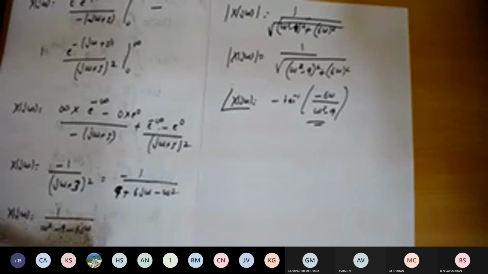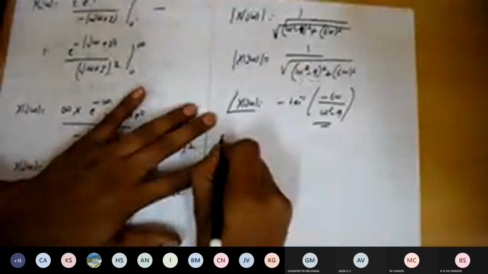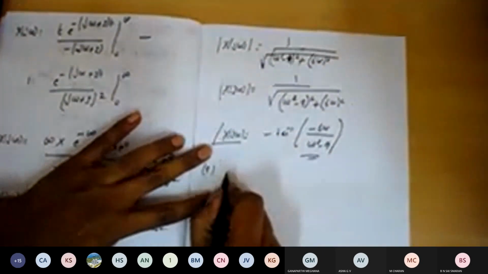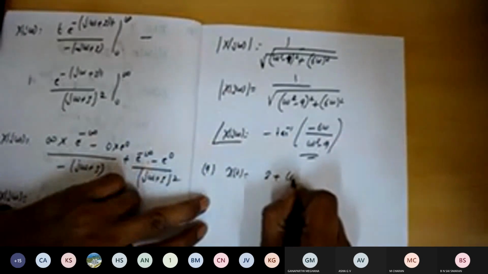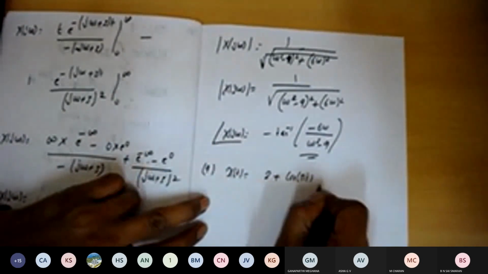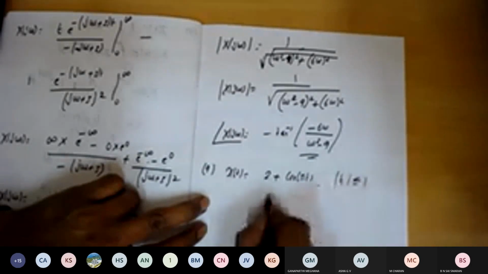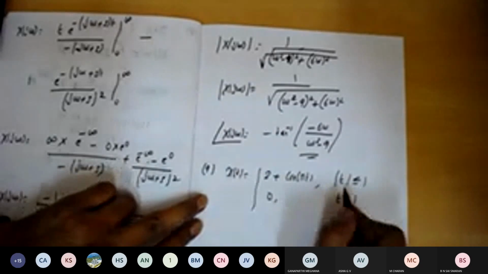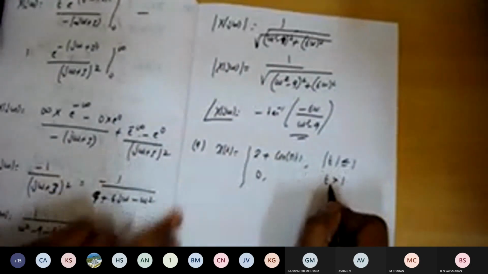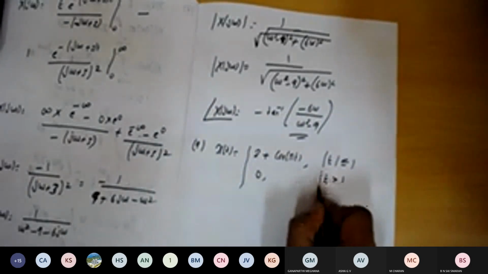So take x of t. This is problem number 9. X of t is equal to 2 plus cos pi t for the magnitude of t less than or equal to 1, and 0 for the magnitude of t greater than 1.